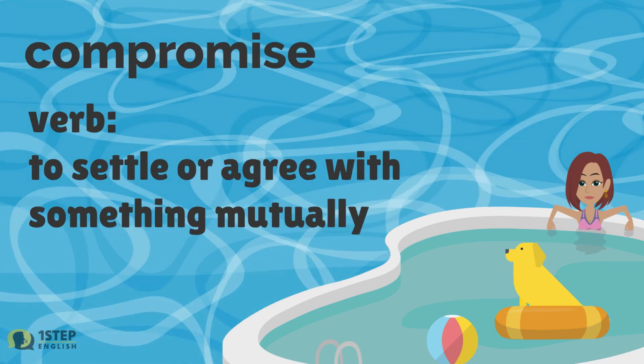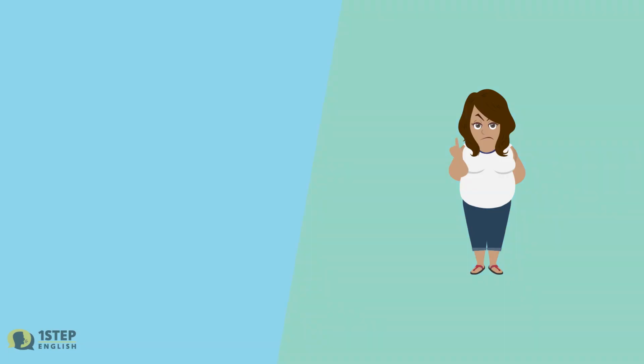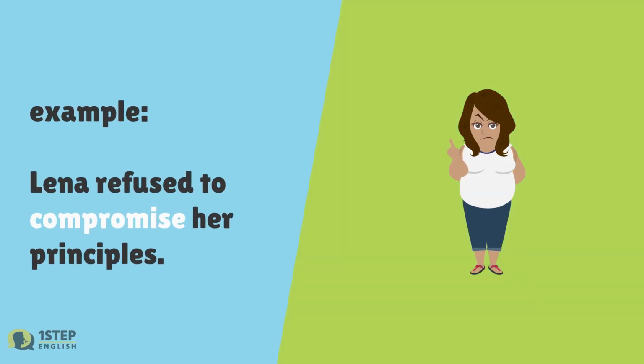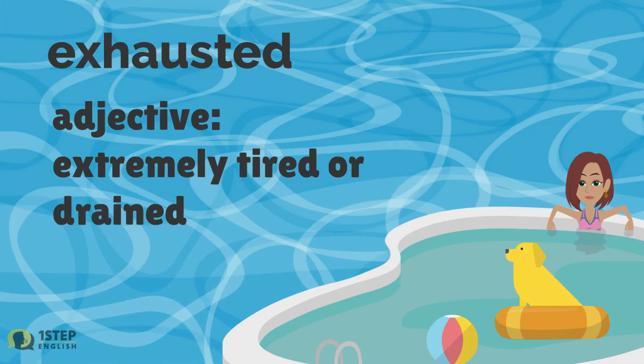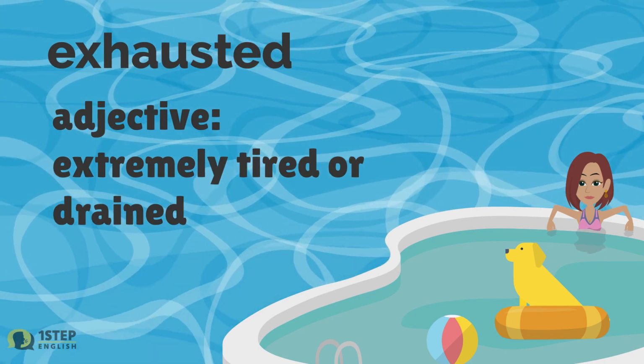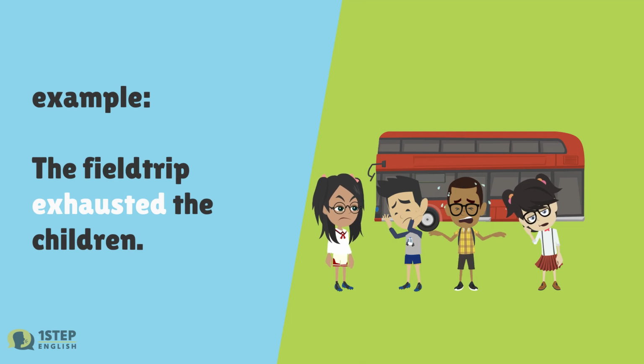Compromise. Verb, to settle or agree with something mutually. Example. Lena refused to compromise her principles. Exhausted. Adjective, extremely tired or drained. Example. The field trip exhausted the children.